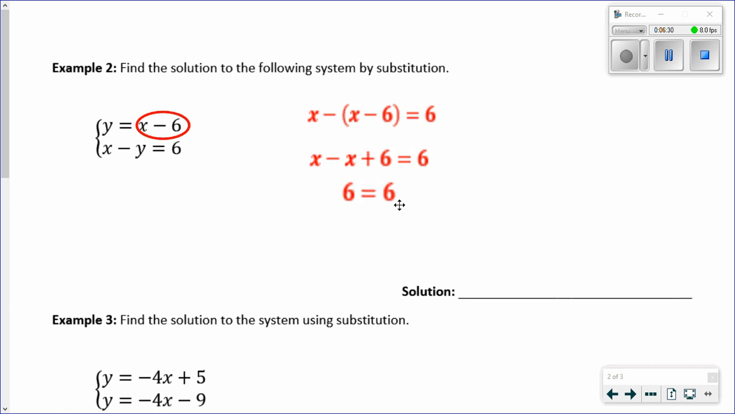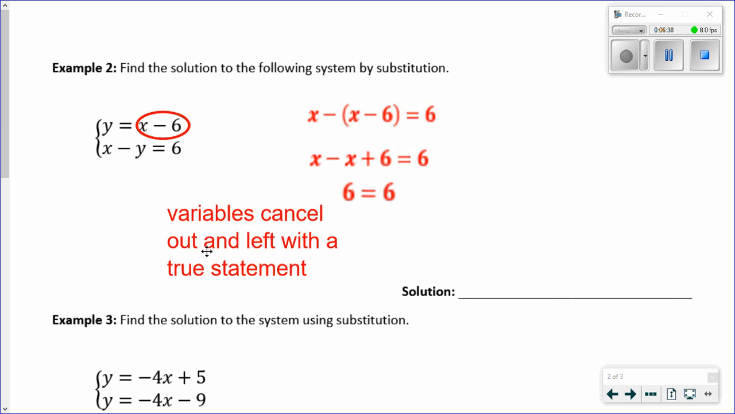And I can't solve for any variable because I don't have anything left. So when this happens, what it means is that when you cancel out your variables and you're left with a true statement, just like with normal equations, that actually means infinite solutions. Because of this, you've got a true statement, you get infinite solutions. And you're done.